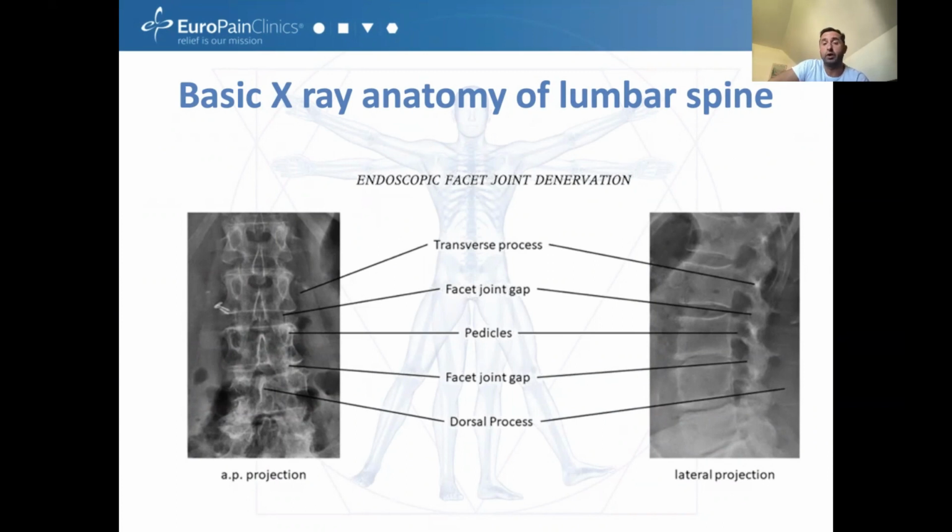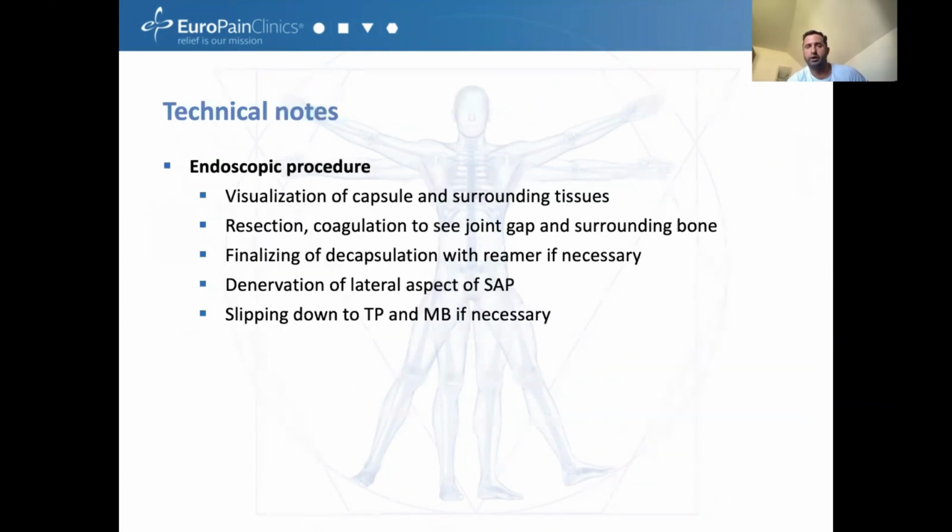Normally it's like 3-4 levels when you are performing this procedure. This is just to understand X-ray anatomy in AP and lateral position for everybody who is going to do it and is not 100% familiar with X-ray anatomy.